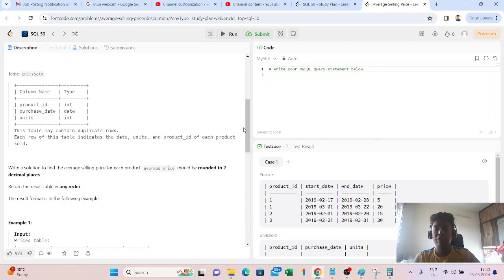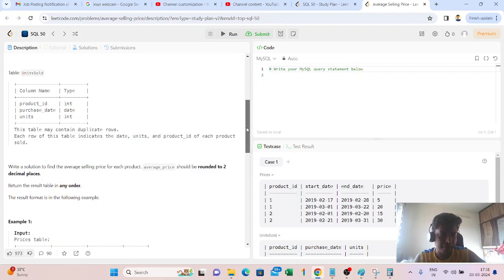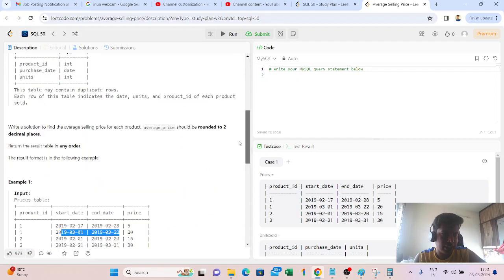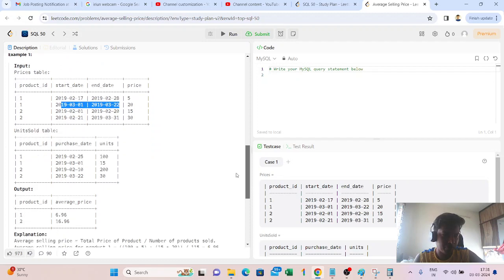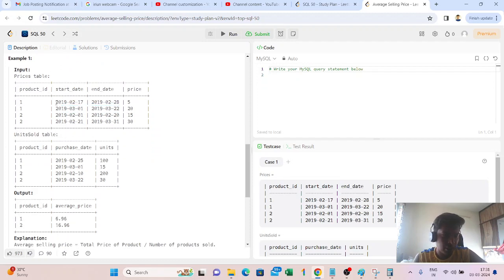Basically, for the average, we will have to find the sum of the total price of the product sold divided by the units of product sold. That would be the average selling price, right? Now let us see first how to join the tables. To find the average, it is for a particular product. There are two entries in the output, 1 and 2, meaning we have to consider both of these entries in the prices table. First, one join would be on the product ID, meaning this product ID should be equal to this product ID.